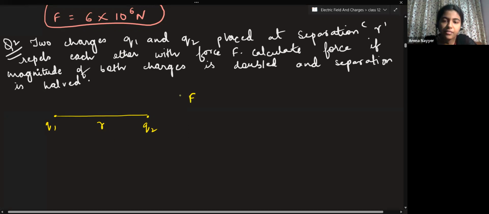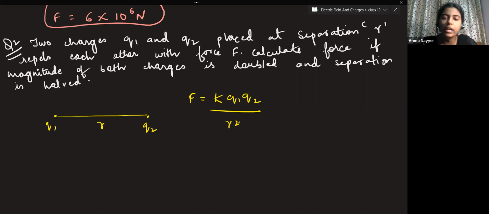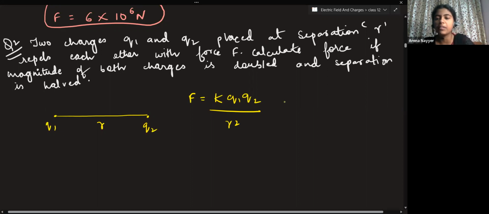Now see, if F is the force, like clearly how Atif said, this will be equal to K, the constant that is used, times the product of these two charges, Q1 Q2, divided by r square. So is this clear till here? If we have two charges separated by a distance r, we'll write the formula of electric force as K Q1 Q2 by r square. This is the first equation that we have.